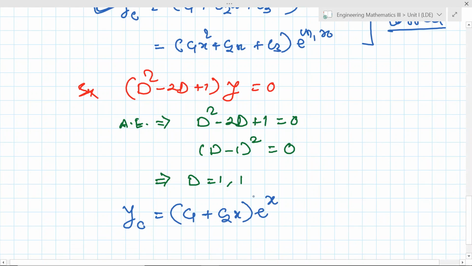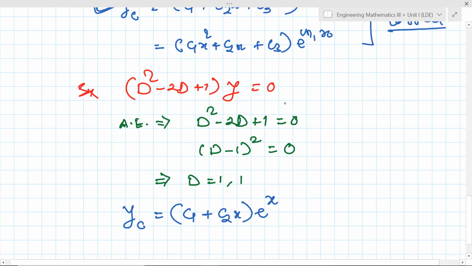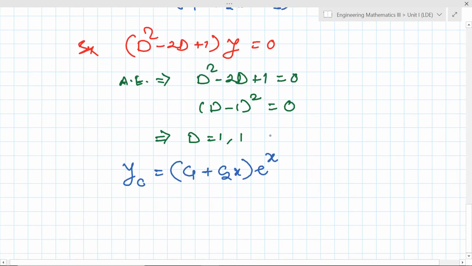Because most of the time, in some examples, two roots are repeated and one is distinct. So for that case we will also discuss the example. So let us see the second example for this.